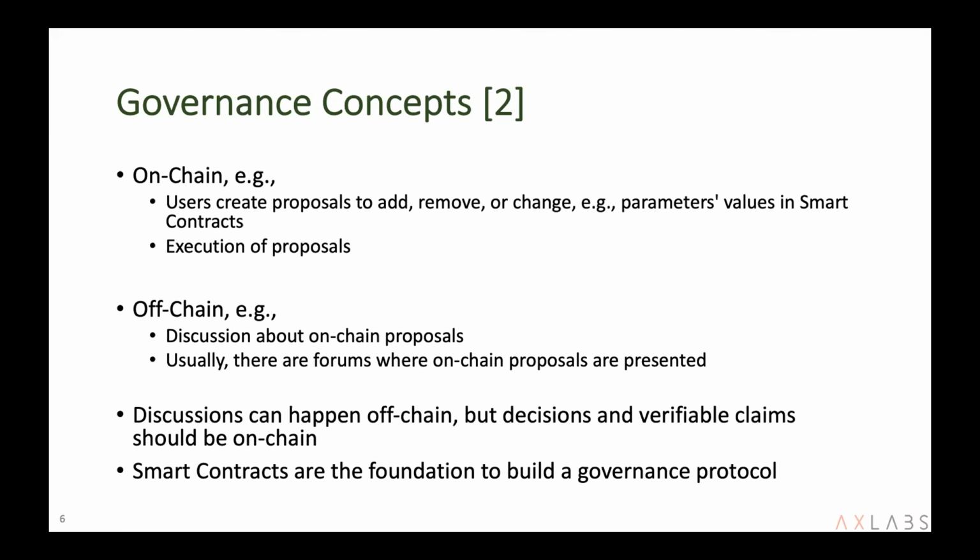But what about the off-chain governance? Once the users create these proposals or propose changes, they need to discuss. They need to get together. These communities need to get together and say, let me explain a bit better what this proposal is all about. There are, of course, forums where these on-chain proposals are presented and discussed. It can happen also in GitHub, of course. But the important thing is that discussions can happen off-chain, but the decisions and verifiable claims should necessarily be on-chain.